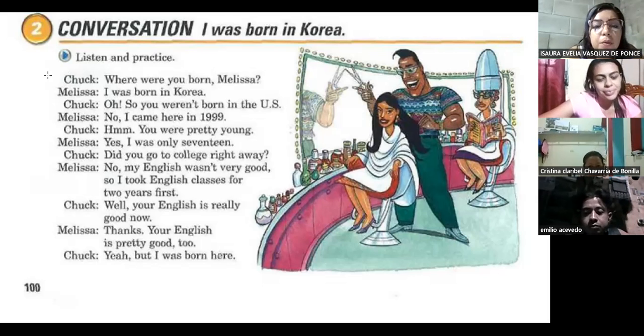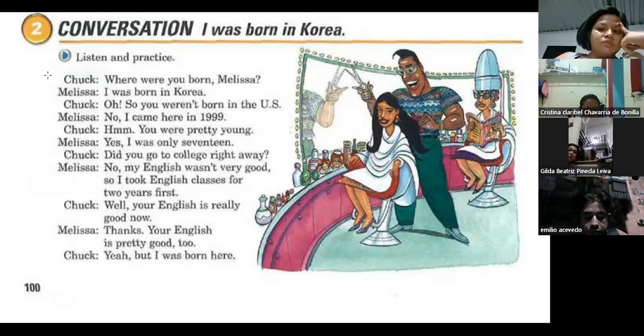Where were you born, Melissa? I was born in Korea. Oh, so you weren't born in the US? No, I came here in 1999. You were pretty young. Yes, I was only 17. Did you go to college right away? No, my English wasn't very good. So I took English class for 2 years first. Well, your English is really good now. Thanks. Your English is very good too. Yeah, but I was born here.